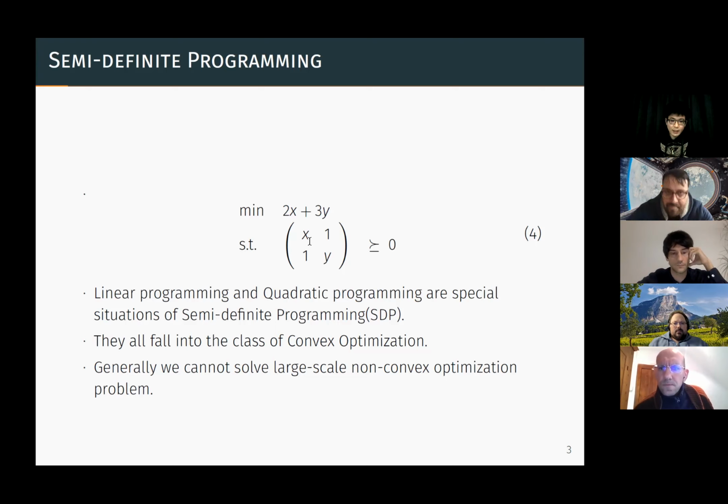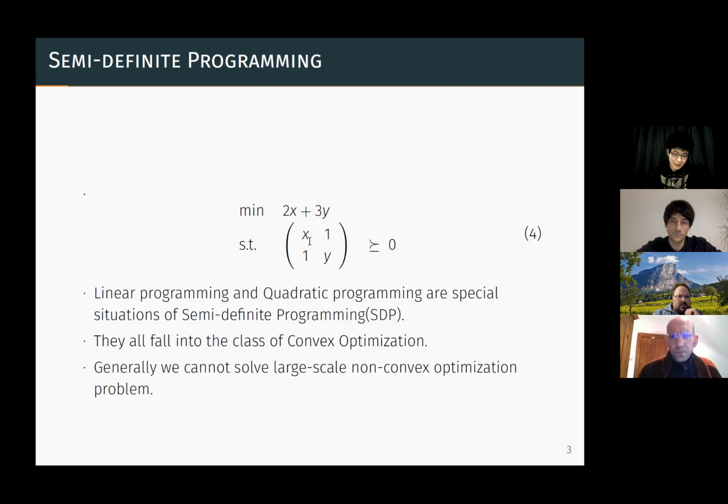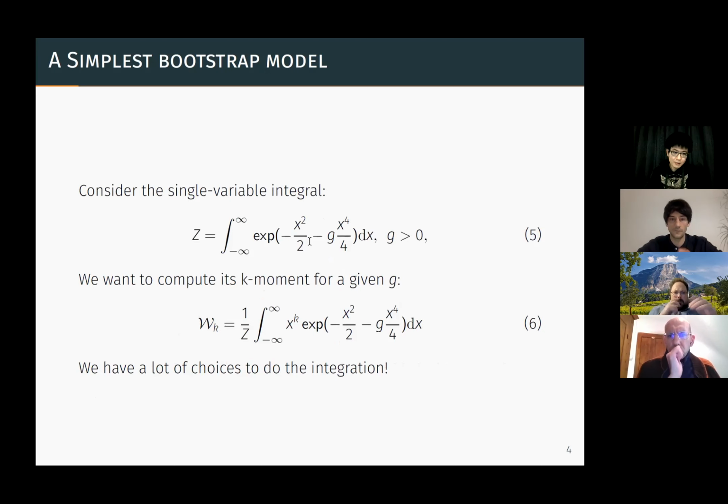Okay. Generally, we cannot solve a large-scale non-convex optimization problem. In the sense of computational complexity, they are NP-hard actually. So let's see how the Bootstrap method works on the simplest Bootstrap model. Let's just consider the single variable integral. This is a quartic single variable integral, a non-Gaussian integral, of course.